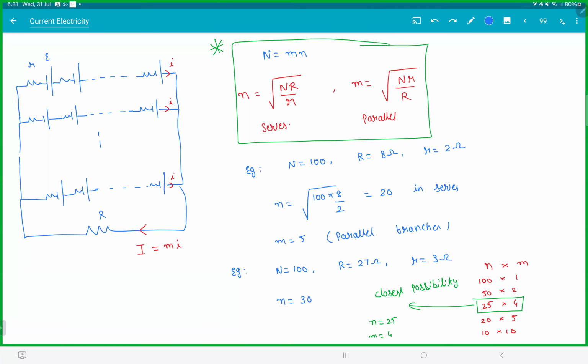Great. Next thing. Power produced in a resistor. So that's about combination of batteries.